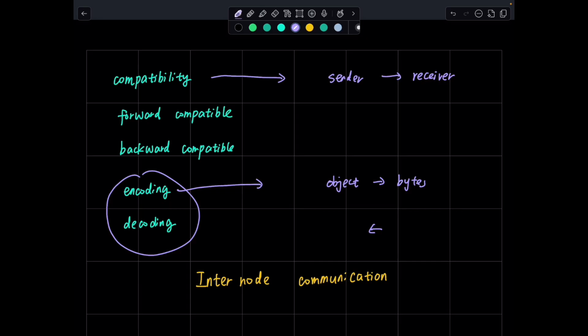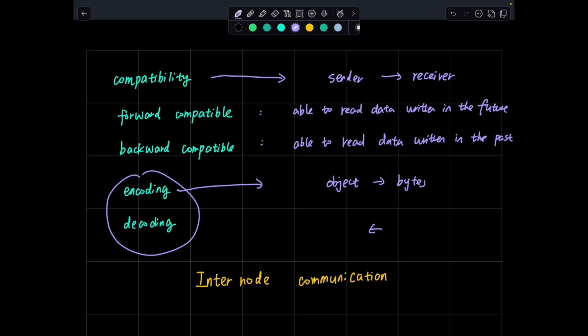So let's quickly summarize. Compatibility means that the receiver can read the data sent by the sender. It can communicate, that means compatibility. Forward compatible means that your code is able to read data written in the future, or you can imagine the old code can read data that is written now. Backward compatibility means that you are able to read data written in the past. And encoding means the process of converting objects to bytes, and decoding is vice versa.